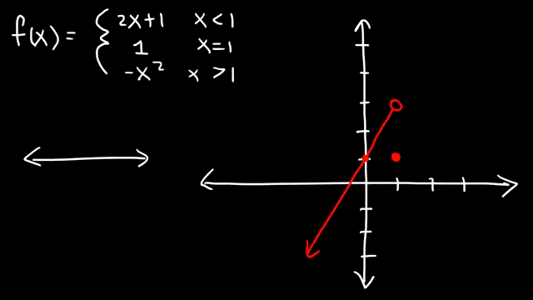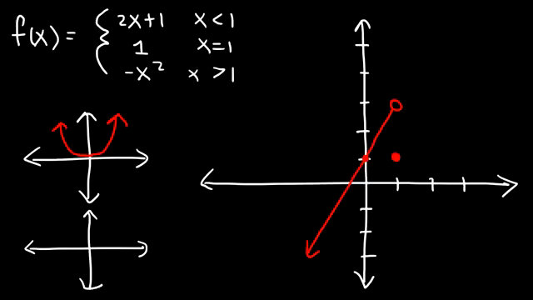Positive x squared looks like this. It's a parabola that opens upward. Now what do you think negative x squared looks like? This is a parabola that opens downward.